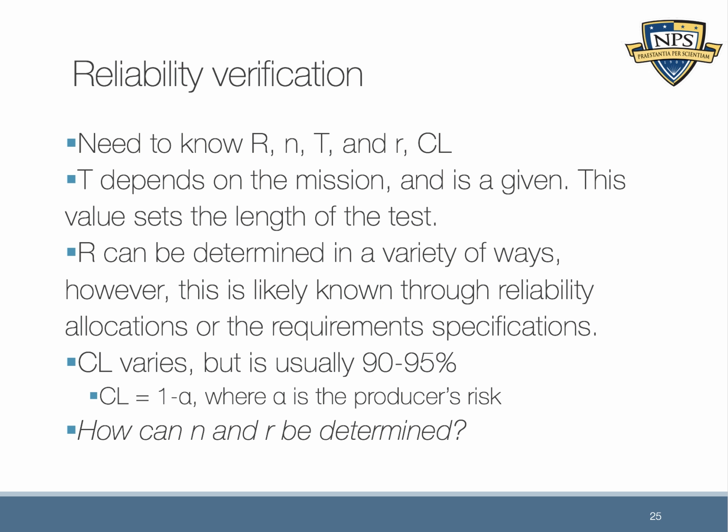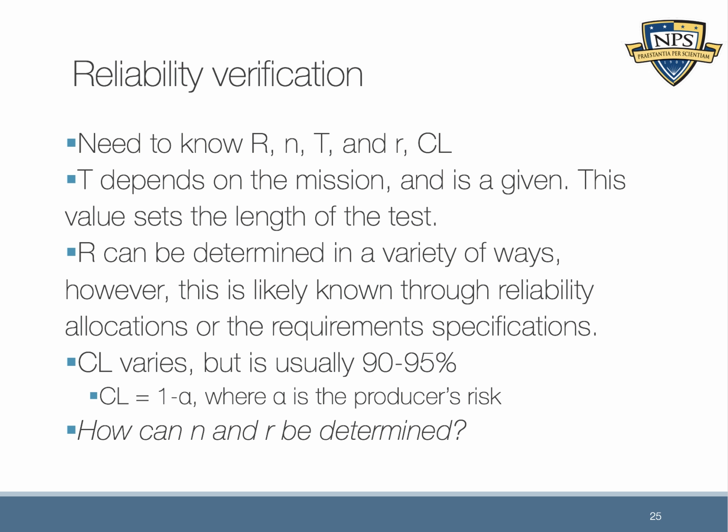So essentially, to do this process that I'm going to show here in just a second, we're going to need to know r, we're going to need to know n, T, little r, the number of allowable failures, and the confidence level. T is typically known. It depends on the mission. And again, it can be accelerated, but I would say in all cases, T is a known variable. So we know what T is. We may have to go through the process to accelerate that, but T is known.